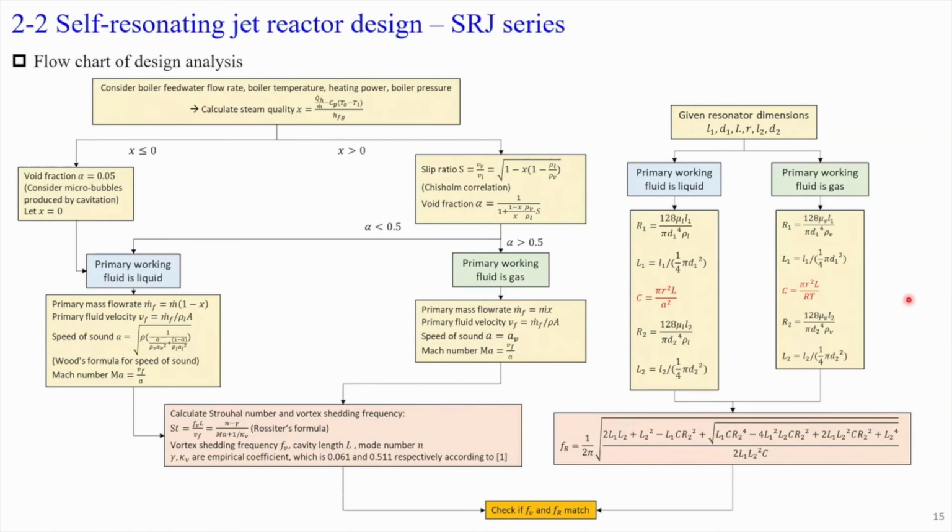So here shows the flow chart to check the coupling between the vortex shedding frequency and the geometry resonant frequency of our SRJ reactor.